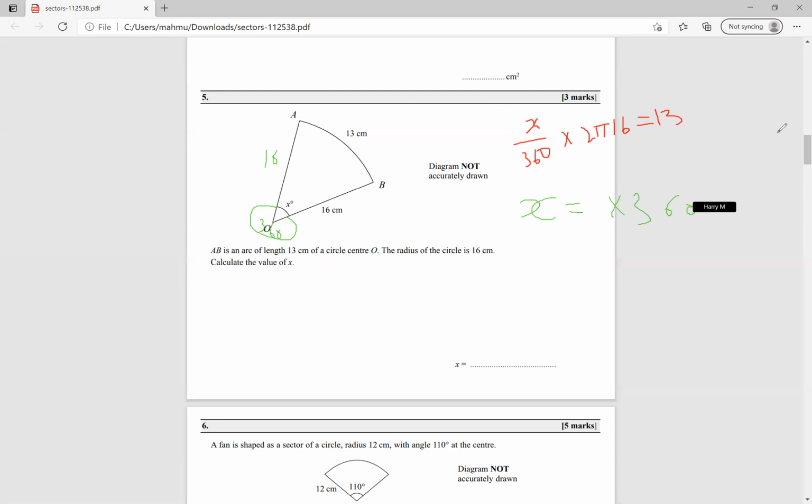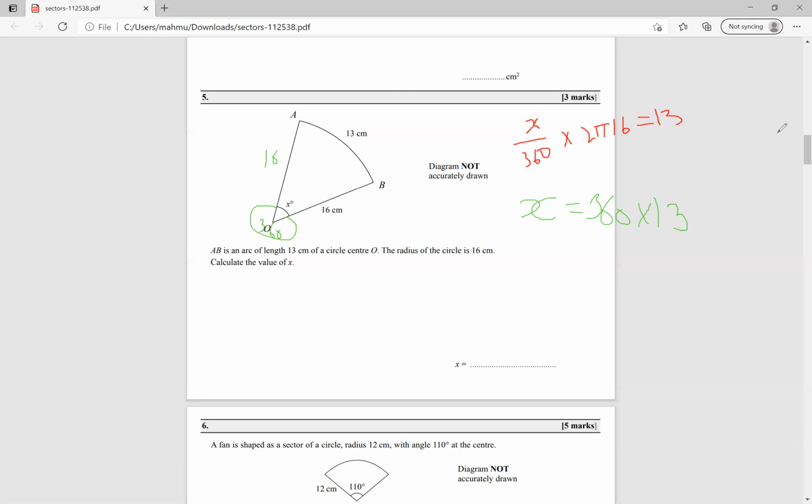So 360 times by what? What's already on the other side? Not minus 2 pi. What's already on the other side? 360 times 16? It's not 16. What's on the other side? 13. Yes, 13. So times it by 13. So that's the first part done.